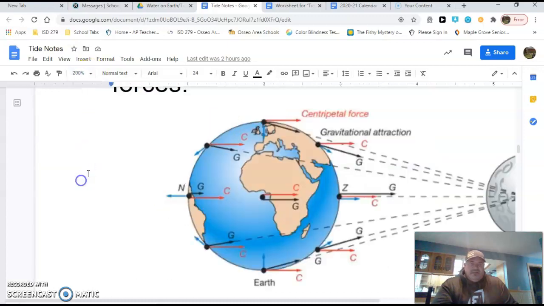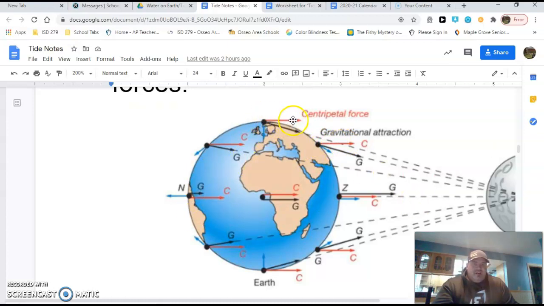Because it's tricky. This seems so simple, but then when we start putting it all together, it gets really confusing. There are two forces pulling on the water on Earth, pulling on all objects on Earth. That's centripetal force and gravitational force. And remember that gravitational force is usually stronger when you're a shorter distance away from another object than further away. And that centripetal force is a constant force parallel between the two objects.